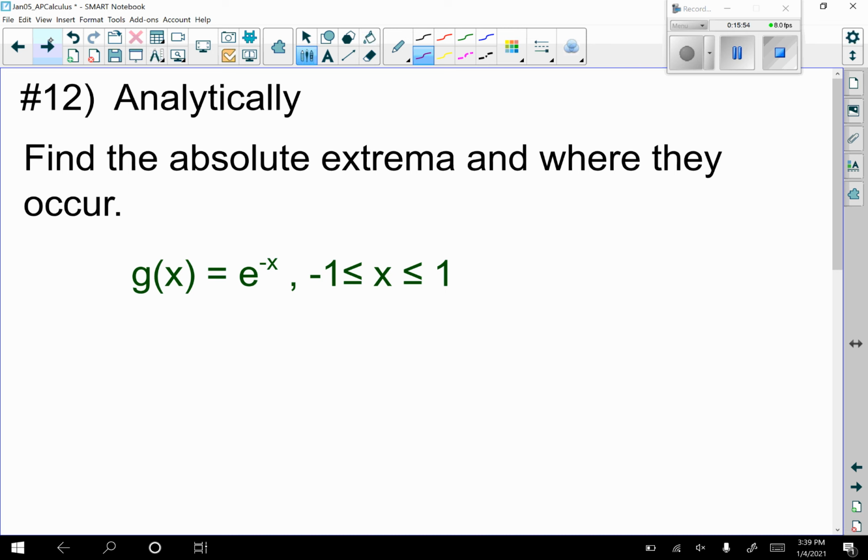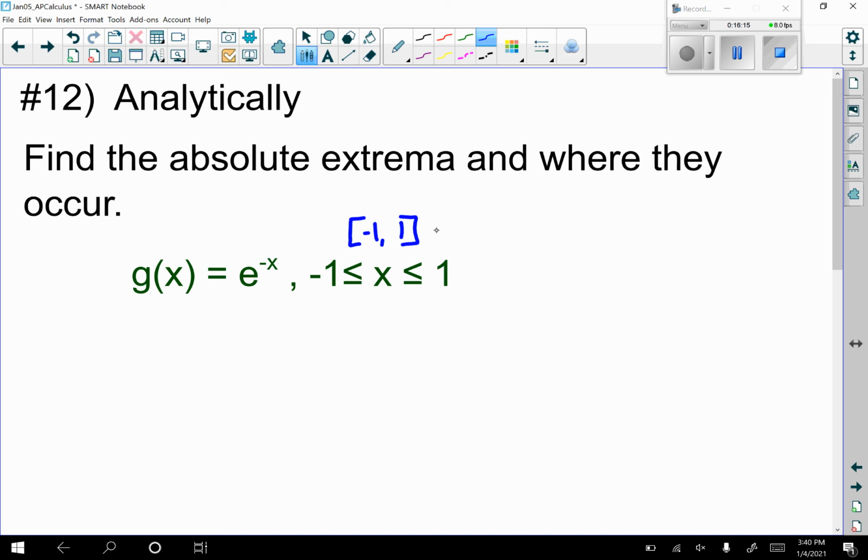All right, now when we're asked to do this analytically, we want to show algebra, we want to use calculus. So here we want to find the absolute extrema and where they occur. So our function is g of x is equal to e to the negative x. And it could be written like this, but this is indicating a closed interval, so this means the same thing. So we are on a closed interval.